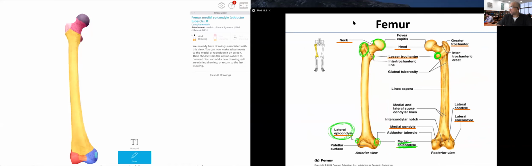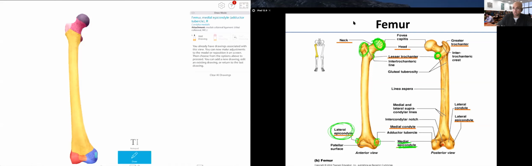So again, what we're looking at in here are the important markings of the femur, the bone of the thigh. We call this the head of the femur, neck of the femur, greater trochanter, lesser trochanter. We go down, we'll see medial condyle, lateral condyle, medial epicondyle, and lateral epicondyle.